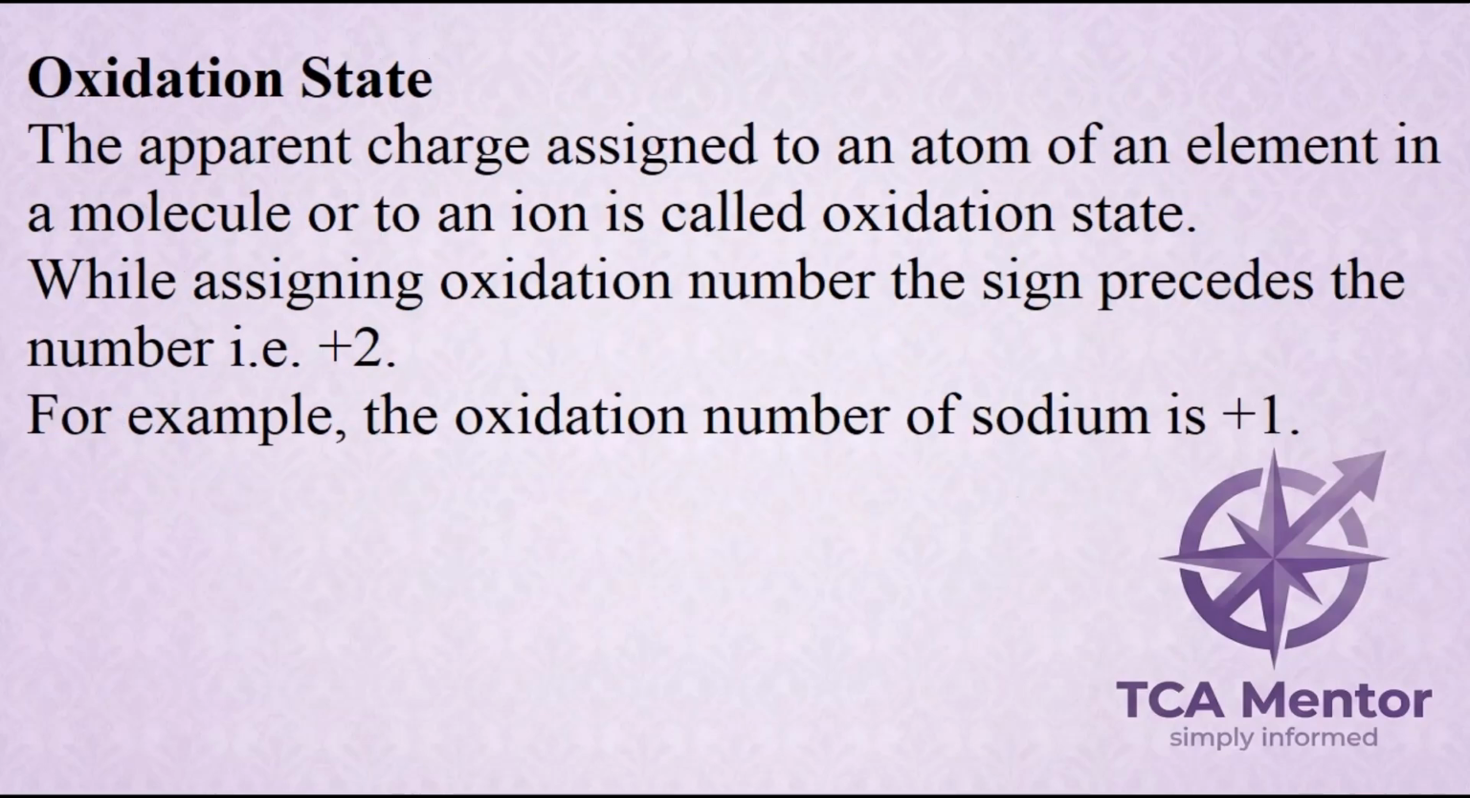Oxidation state: the apparent charge assigned to an atom of an element in a molecule or to an ion is called oxidation state. While assigning oxidation number, the sign precedes the number, i.e. +2. For example, the oxidation number of sodium is +1.